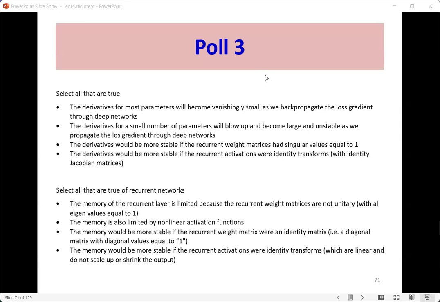And so the memory would be more stable if the weight matrices were identity matrices, true or false. Right? Because now it's not going to be shrinking or expanding things based on the vagaries of the weight matrix. And the memory would be more stable if the activations were identity transforms, true or false. Right? Because we saw the sigmoid, the ReLU, the tanh, all of them mess with the memory and cause it to saturate, right? Yes or no?